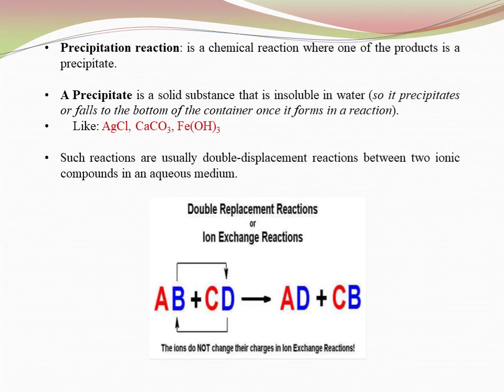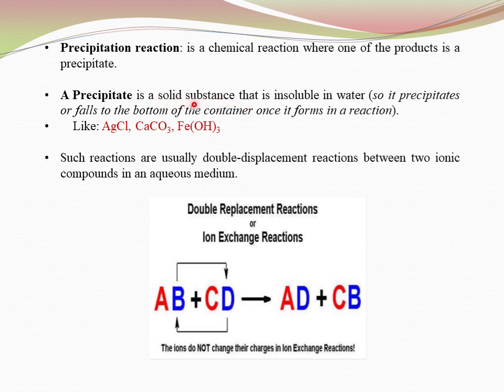So now, the precipitation reaction. A precipitation reaction is a chemical reaction where one of the products is a precipitate. So what is a precipitate? A precipitate is a solid substance that is insoluble in water, and also a colored substance that falls out of the solution or stays down in the solution.